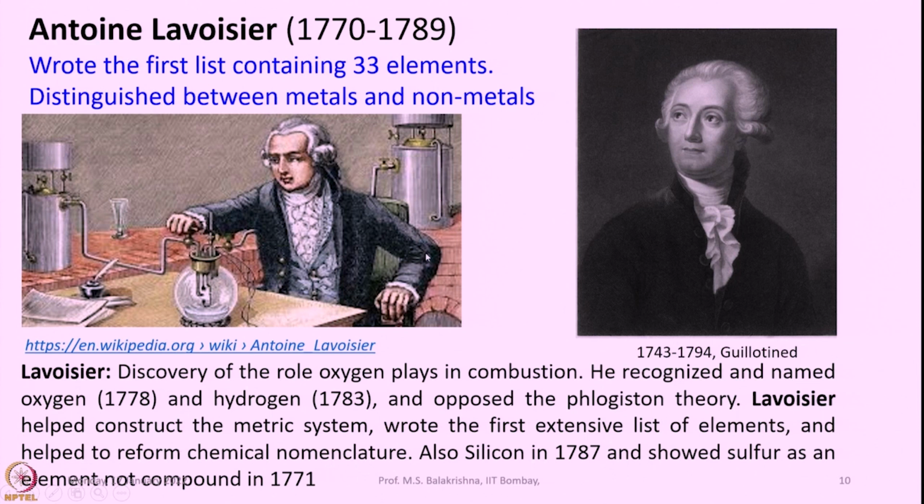So, phlogiston theory says that a material undergoes combustion because of an inherent substance that facilitates combustion, but he told that it is not actually some constituent that is responsible for combustion, it is oxygen and nothing else. So, Lavoisier helped to construct the metric system, wrote the first extensive list of elements and helped to reform chemical nomenclature. Also he discovered silicon in 1787 and showed sulfur as an element, not a compound, in 1771.